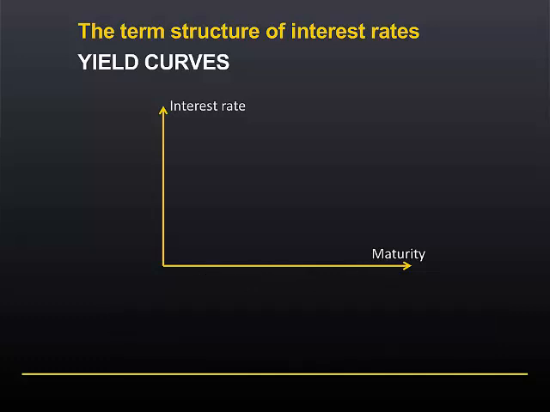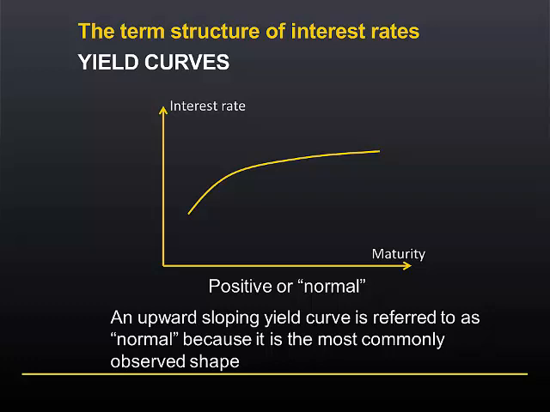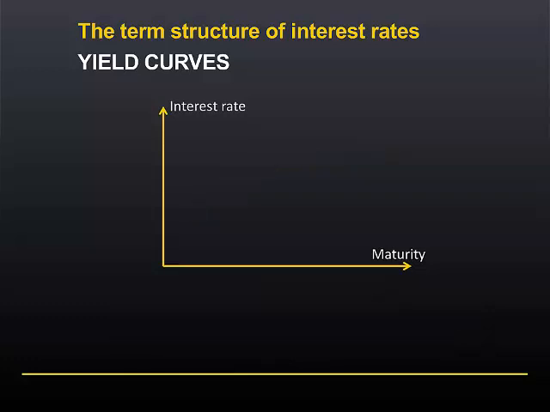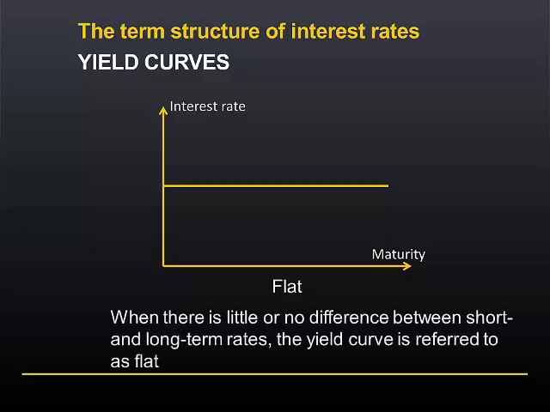Yield curves can take on a variety of shapes. The most common shape is an upward sloping yield curve, and for that reason an upward sloping yield curve is referred to as a positive yield curve or as a normal yield curve. Just because that is the most common doesn't mean it always occurs. For example, if there's little or no change between short, medium and long-term maturities, then we would describe the yield curve as flat.